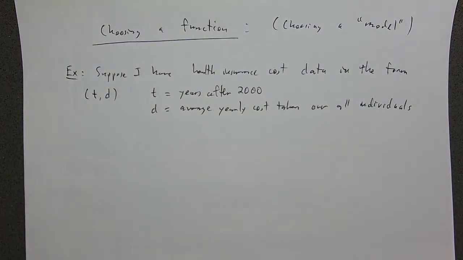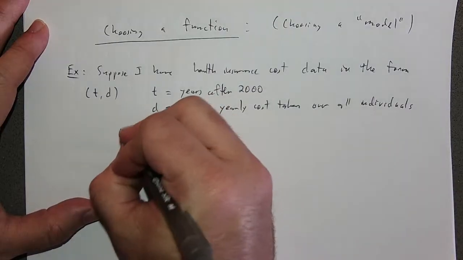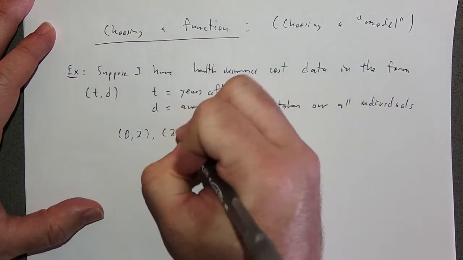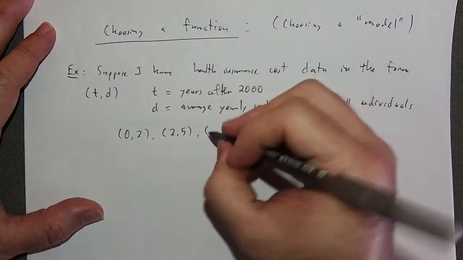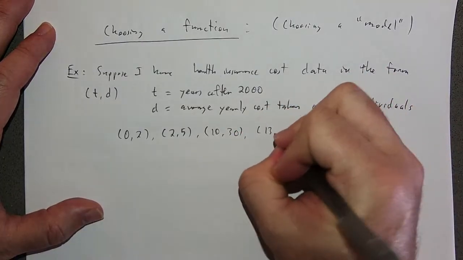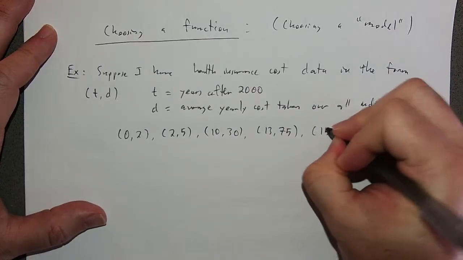Now, the actual data set here would be massive, so you would have a ridiculous number of data points if you actually had access to all this stuff. But for the purpose of this example, I'm just going to take a few points. So let's say the points in question are (0, 2), (2, 5), (10, 30), (13, 75), and (15, 150).